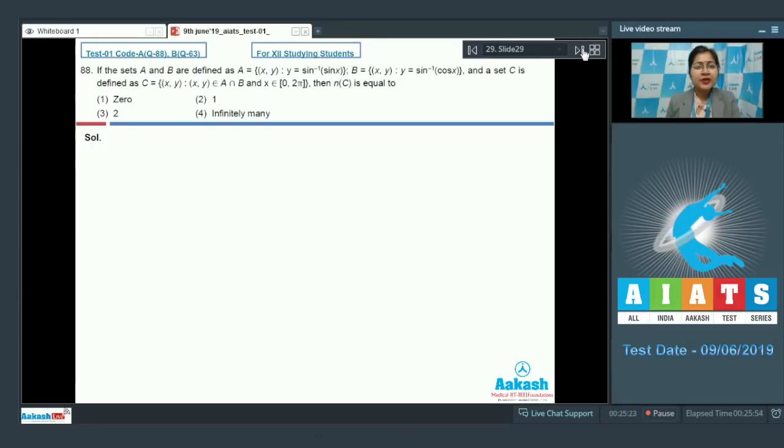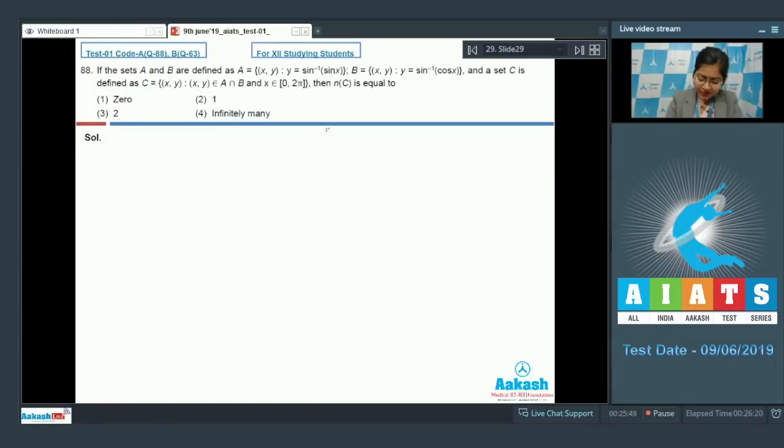Next is question number 88, which says that if the sets A and B are defined as A = {(x, y) such that y = sin inverse sin x}, and B = {(x, y) such that y = sin inverse cos x}, and we have a set C which is {(x, y) such that (x, y) belongs to A intersection B and x belongs to [0, 2π]}. So we have to find the number of elements in C.